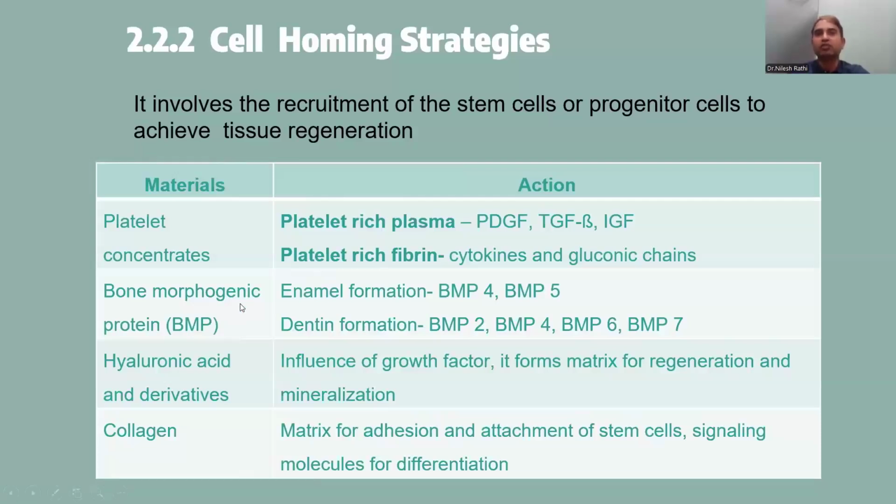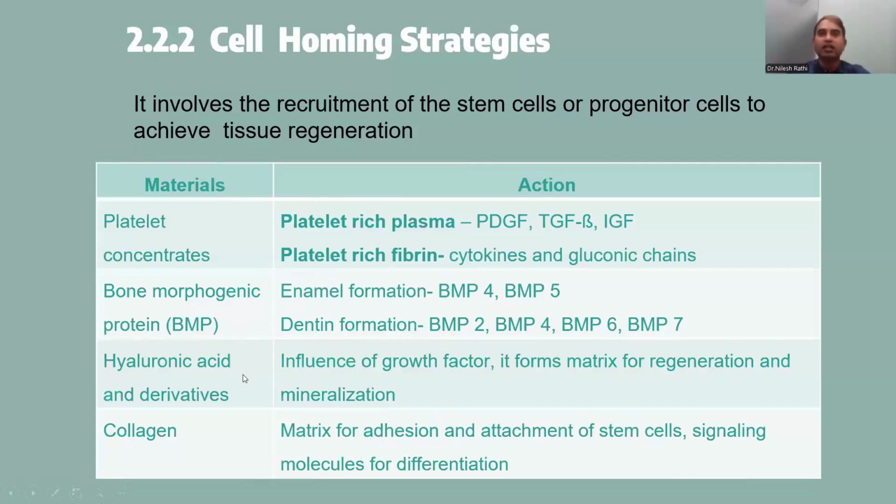Bone morphogenetic protein is a constituent of bone. This is also present in enamel, that is BMP4 and BMP5, and in dentin, BMP2, BMP4, BMP6, and BMP7. Addition of this BMP, this enzyme, will always help us to repair the enamel and dentin.